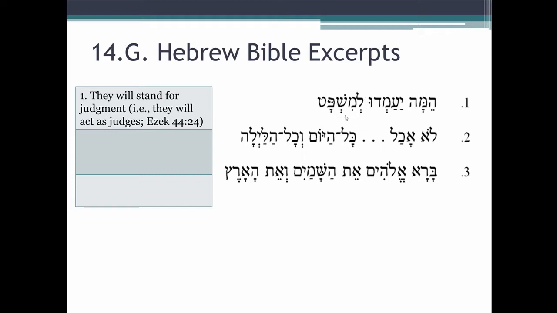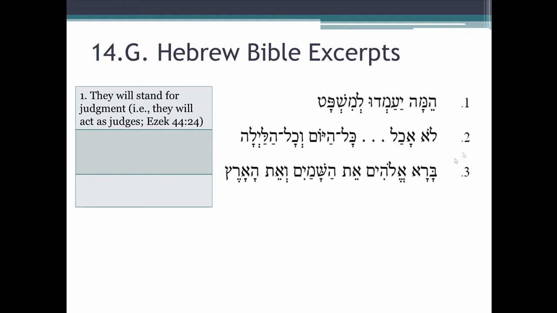And that's idiomatic in Hebrew for to act as judges, which is the way most of your English translations would render this. They will stand for judgment. In other words, they will stand to perform the office of a judge. They act as judges. And if you look in Ezekiel 44:24, you'll see that the context, of course, supports that.